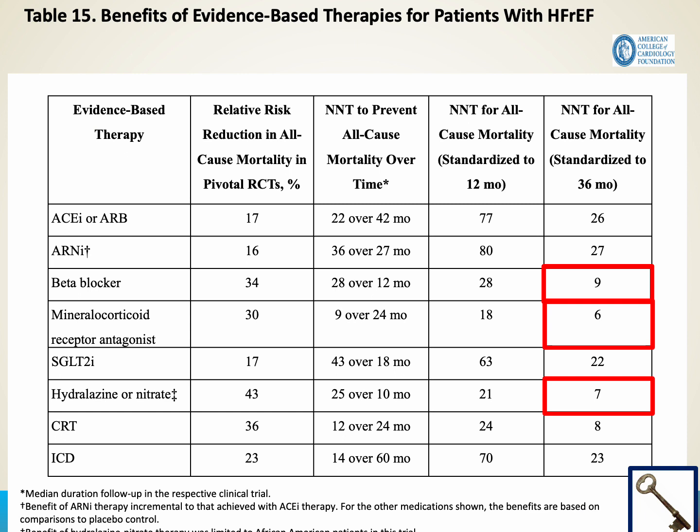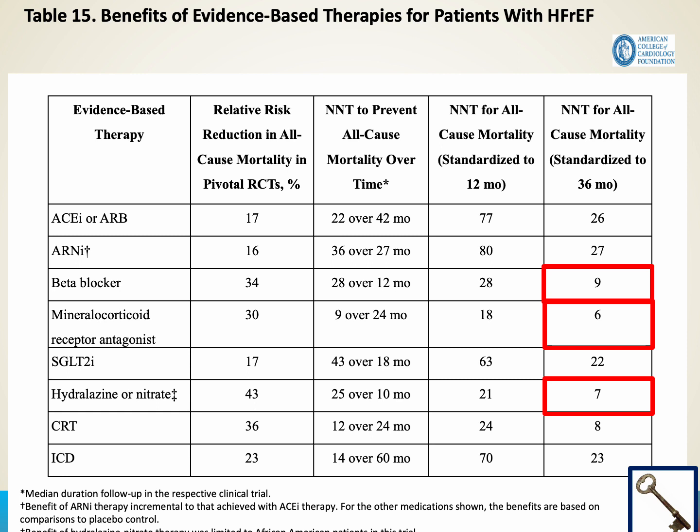I think this slide is fascinating because, if you look at this concept of the number needed to treat, how many patients do you need to treat to prevent one death? Over the next 36 months, I need to treat 26 patients with an ACE or an ARB to prevent one death. With the ARB and then a neprilysin inhibitor, 27.